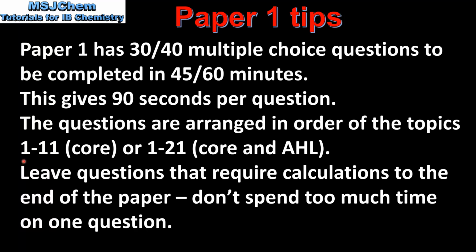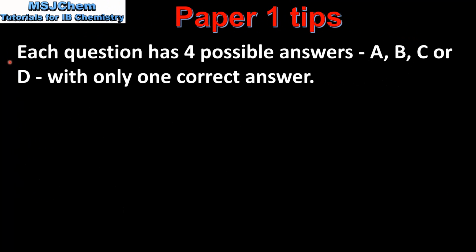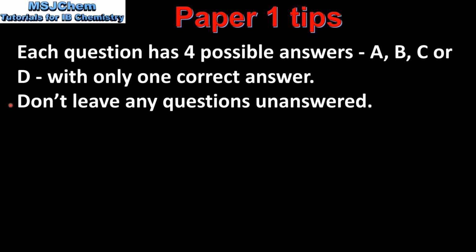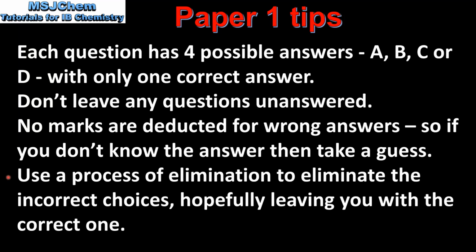This way you don't spend too much time on these types of questions, which leaves you short on time for other questions. Each question has 4 possible answers, A, B, C, or D, with only one correct answer. Don't leave any questions unanswered. No marks are deducted for wrong answers, so if you don't know the answer, then take a guess. Another method is to use a process of elimination to eliminate the incorrect choices, hopefully leaving you with the correct one.